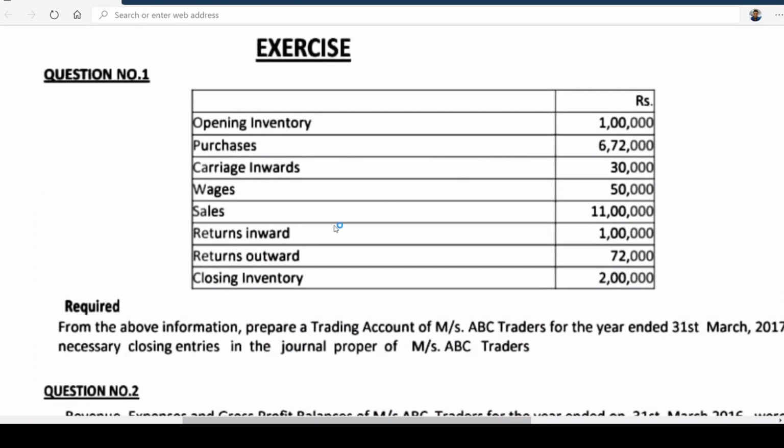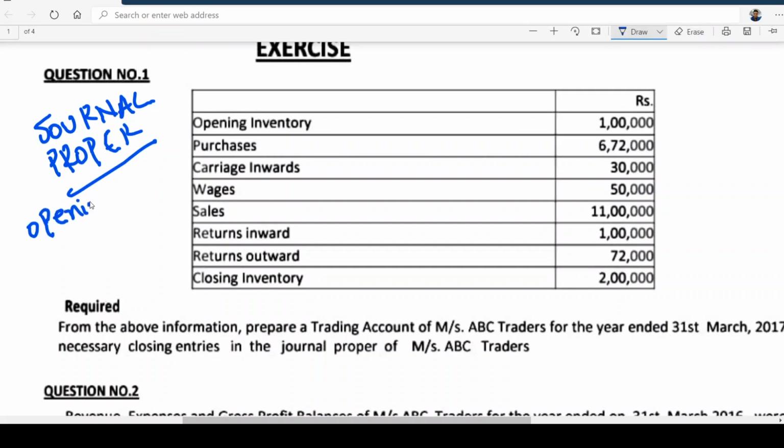Opening inventory is given. It is asking you, from the above information, prepare the trading account of Messrs. ABC Traders for the year ended 31st March 17, and the necessary closing entries in the general journal of Messrs. ABC Traders. You might have learned the general journal. What are the entries you write in the general journal? Recollect, in subsidiary books you might have written the general journal. What are the entries you should write?